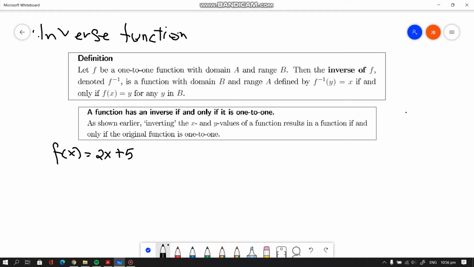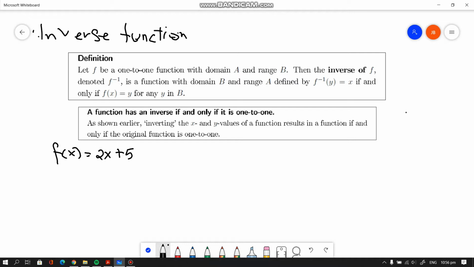So, basically, yung values ng x and y ay mag-change position para magkaroon tayo ng isang inverse. And a function has an inverse if and only if it is a one-to-one function. So, let's try to determine what would be the inverse of the following function. First here, I have f of x is equal to 2x plus 5. How will you get the inverse of the function?